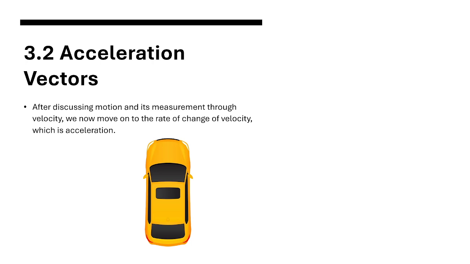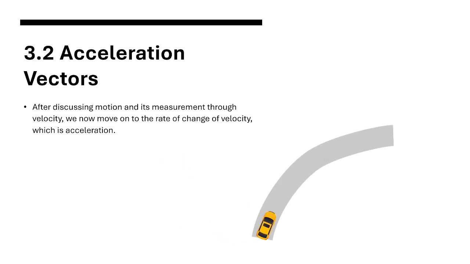This is our second topic for midterms, 3.2, we have your acceleration vectors. So after discussing motion and its measurement through velocity, we now move on to the rate of change of velocity, which is your acceleration. Okay, so let's say we have a car that is traveling along this road.